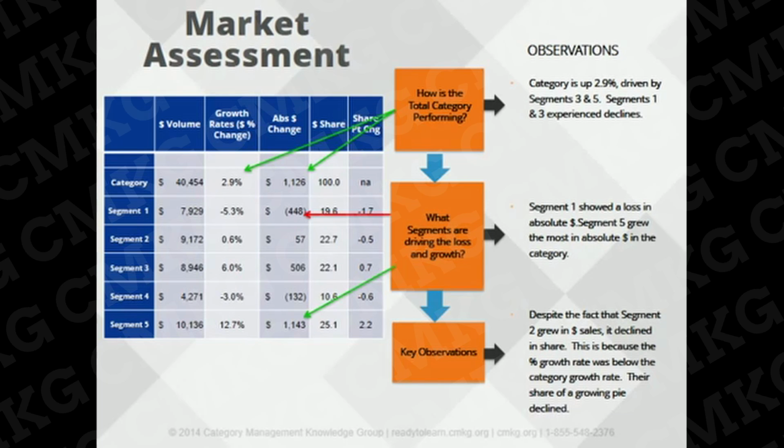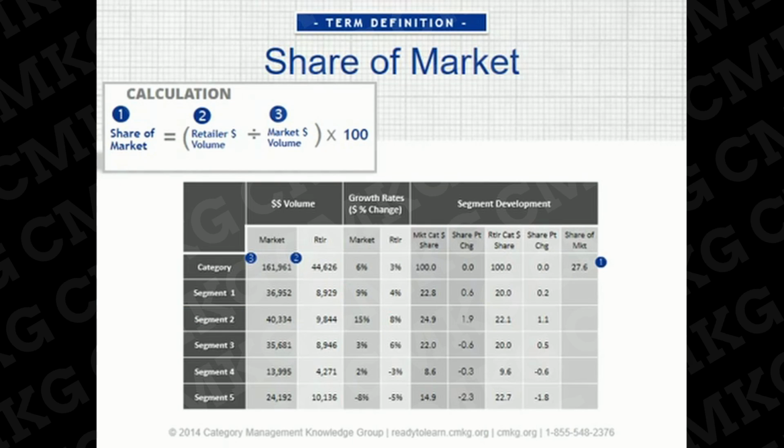What's missing? Another measure that we cover in detail is the retailer's share of market, which is in the far right-hand column. This calculation tells the retailer what percentage of the total market volume they represent at a category level, as well as a brand and segment, and even an item level. The calculation is the retailer dollar volume divided by the market dollars times 100.